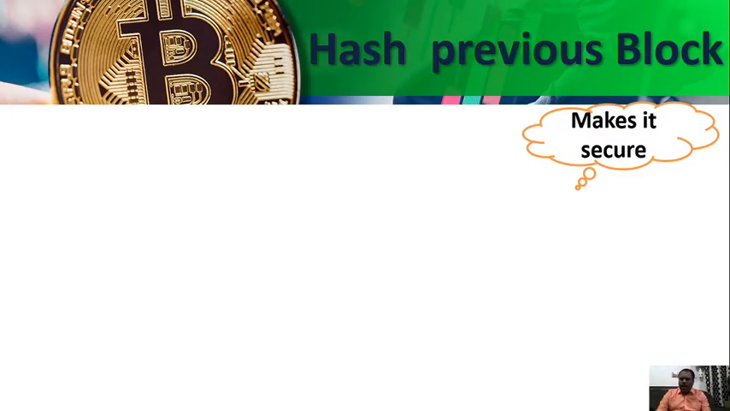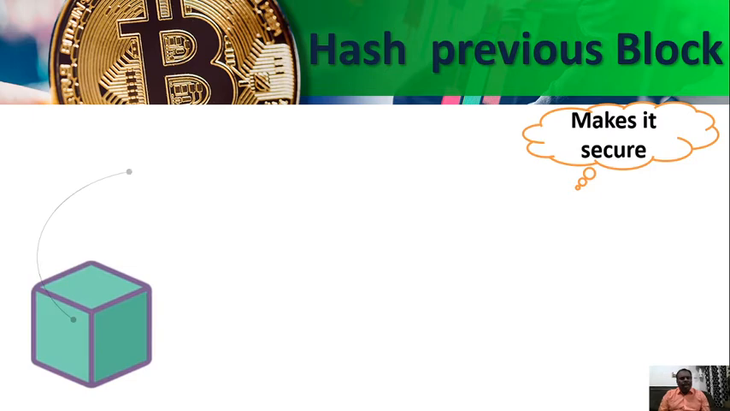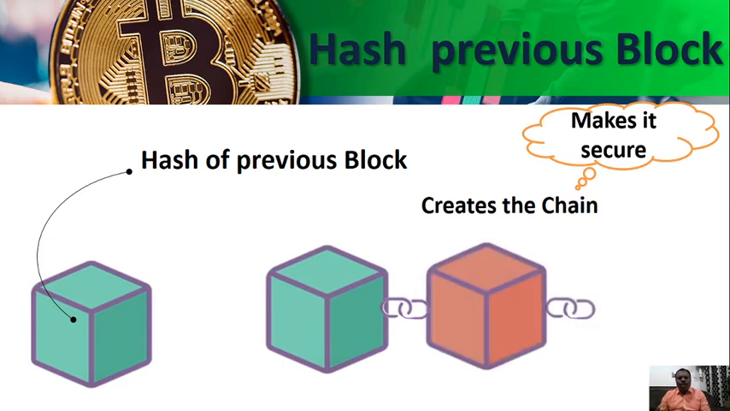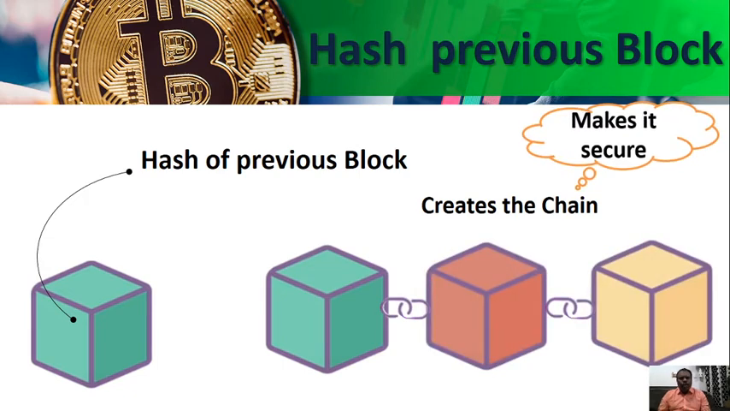The third one is the hash of the previous block. In order to keep the chain intact, the hash value of the previous block is always stored in the next block, so that it keeps the chain going. This creates the chain, and it makes the system more secure.